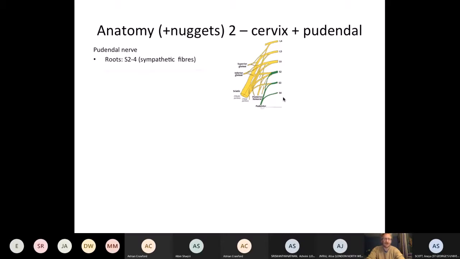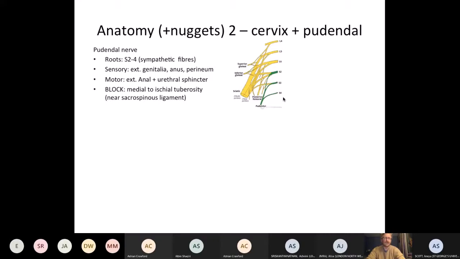So the pudendal nerve is important for a few reasons. Firstly, it supplies the sensation to the external genitalia, the anus and the perineum, and motor supply to the external anal and urethral sphincter. So you may have heard the little rhyme, S234 keeps the poo off the floor. So that helps remind you what the motor supply does. And its sort of clinical relevance is that a pudendal nerve block is sometimes used if you're doing surgical procedures in that area, or things like an episiotomy, because it supplies sensation to the perineal region.